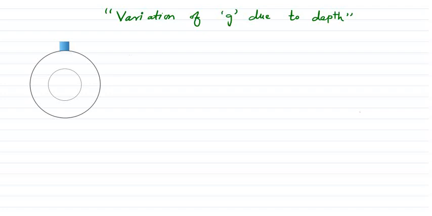Hello everyone. Today we will see how small g, which is gravitational acceleration, can vary with respect to depth of the earth. Let's say we have a mass, and we represent it with small m, and we know that the mass of the earth can be represented with Me, and this is the center of the earth.